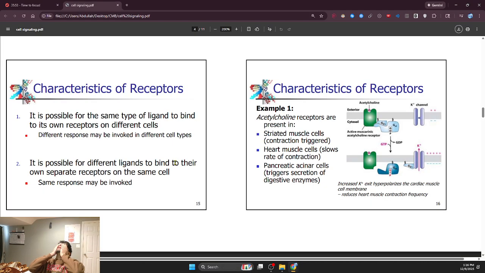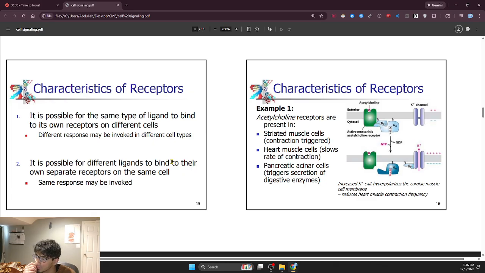It's like those complicated sentences, bro. They don't need to say it like this. It's like, "It is possible for the same ligand to bind its own receptors on different cells." Come on, what is that? How would you translate the sentence? One ligand. This is the most complicated sentence ever. One ligand can have the same receptor on multiple cells.